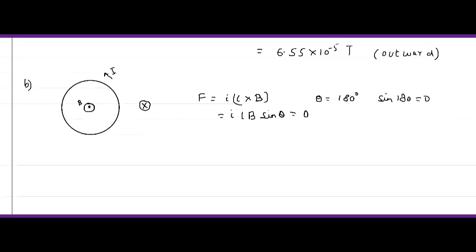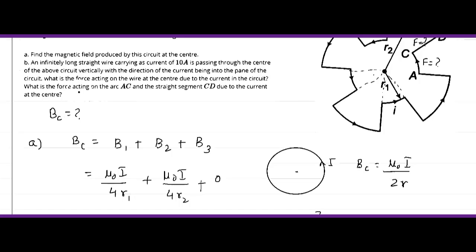Now what else do we need to find? We need to find the value of the force acting on the arc AC and the segment CD, due to the current at the center. So due to the current at the center, what is the value of the forces here and here? So we can see this.